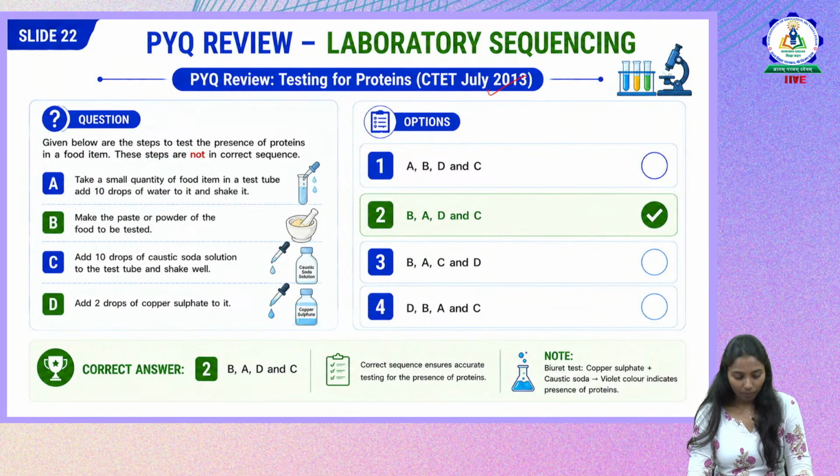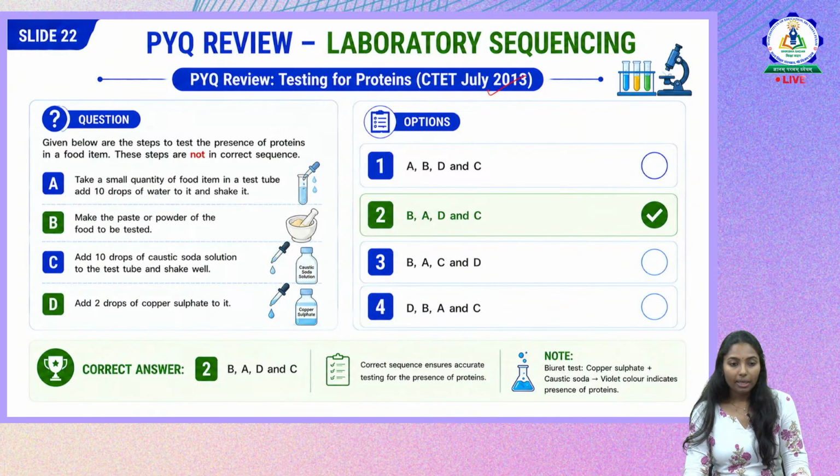So if you see, take a small quantity of food item in a test tube, add 10 drops of water and shake it. Make a paste or powder of the food to be tested. Add 10 drops of caustic soda solution to the test tube and shake well. Add 2 drops of copper sulfate to it. So it's a scientific method and we have to arrange it in steps.